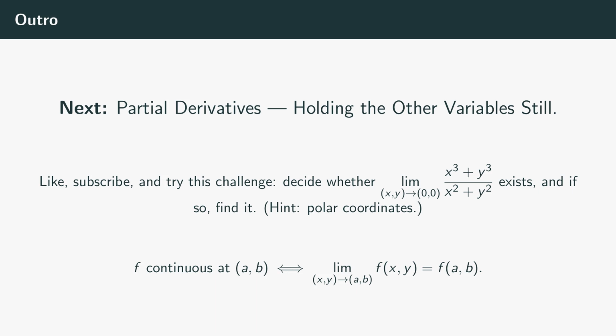Next episode, derivatives return to the stage. But with two input variables, the ordinary derivative splits into partial derivatives, one for each input axis, each computed by holding all other variables still and differentiating in one direction. They are easy to compute, but, in a twist we'll meet, the existence of partial derivatives does not imply full-blown differentiability. The path pathologies of today come back to bite. See you there!